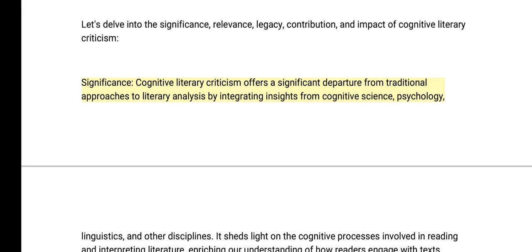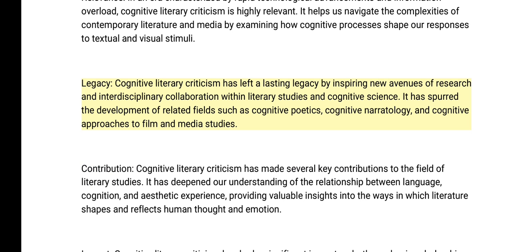Significance. Cognitive literary criticism offers a significant departure from traditional approaches to literary analysis by integrating insights from cognitive science, psychology, linguistics, and other disciplines. It sheds light on the cognitive processes involved in reading and interpreting literature, enriching our understanding of how readers engage with texts. Relevance. In an era characterized by rapid technological advancements and information overload, cognitive literary criticism is highly relevant. It helps us navigate the complexities of contemporary literature and media by examining how cognitive processes shape our responses to textual and visual stimuli.